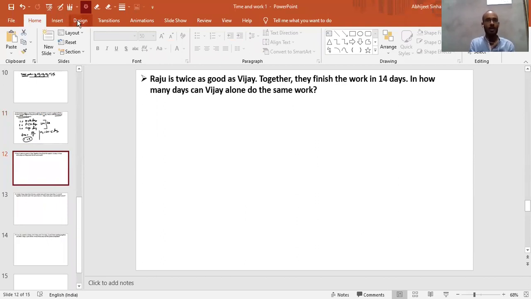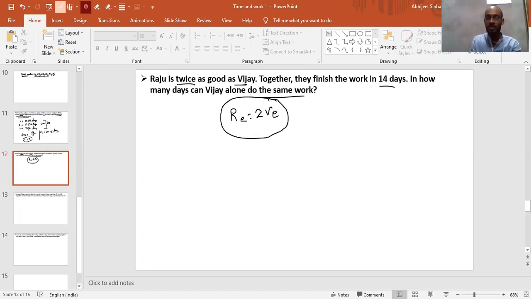Now here the question is somehow around the same, again based on the efficiency level. Raju is twice as good as Vijay, and they finish the work in 14 days. In how many days can Vijay alone do the work? Guys, this is the same pattern of question. Raju is twice as good as Vijay means Raju's efficiency is 2 times Vijay's efficiency. As good as means the comparison is of efficiency level. So try and tell me what answer you are getting.